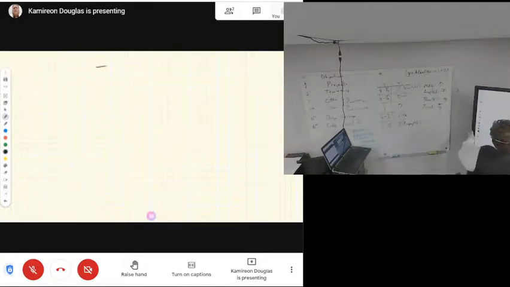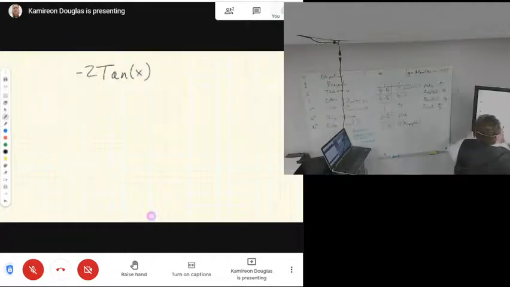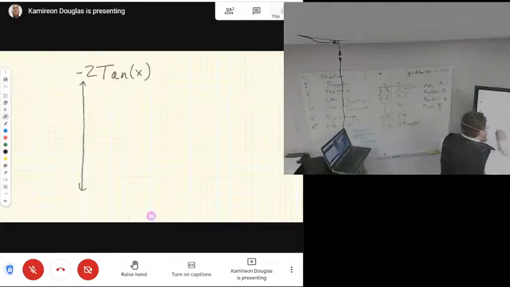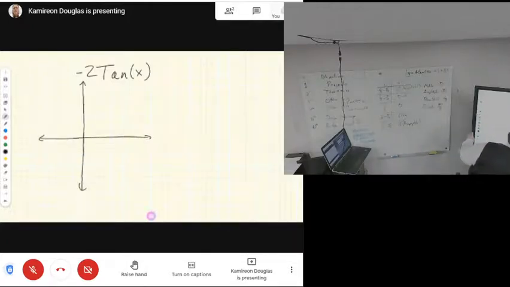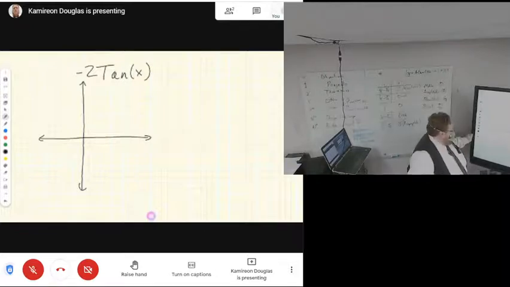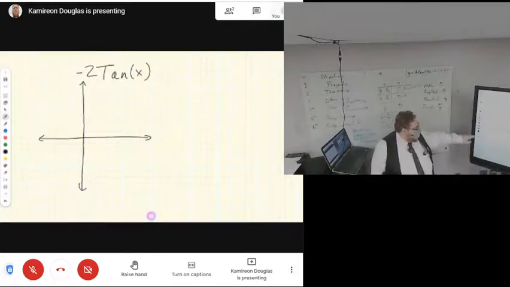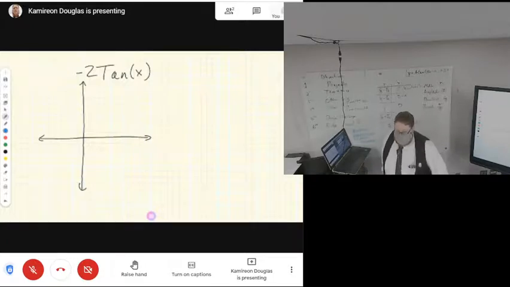Let's do it. Tangent of x with a negative 2 up front. Okay, just like before, I'm going to approach it by looking for those 5 values based upon A, B, C, and D. So the same pieces we had last time: amplitude and midline are typically in the first, phase shift and period typically come at the end.